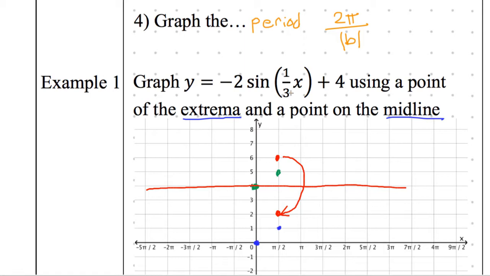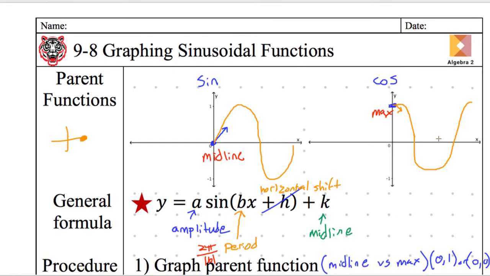6 pi. Daisy, do you agree? Yeah, 2 pi divided by 1/3 is 6 pi. So 6 pi is the entire interval. That means if I come back up here, this entire interval between here and where it repeats is 6 pi. Half of that would be where it gets back to the midline. Half of 6 pi is 3 pi. That means halfway is 3 pi. But we're not graphing the other midpoint. We are graphing the extrema. So we need to take another half. Half of 3 pi is, you can leave it as a fraction, 3 pi over 2.